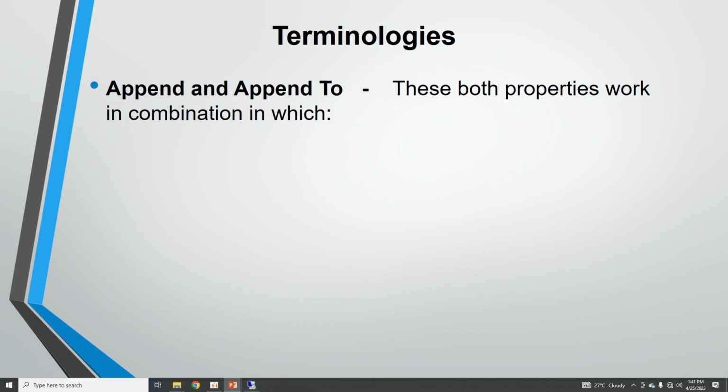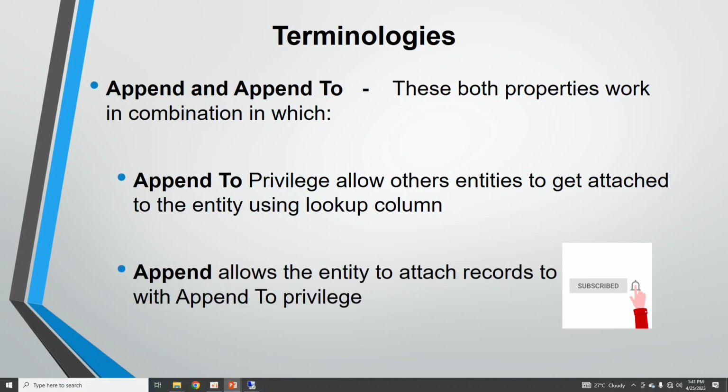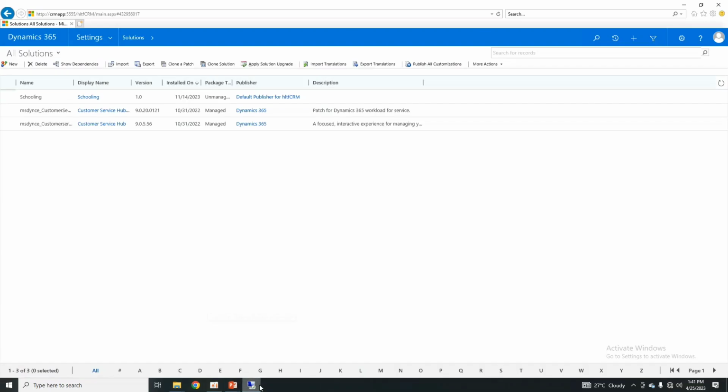Append and append to are two different logics. I'm soon going to create a separate video on that. These both properties work in combination, in which append to privilege allows other entities to get attached to the entity using lookup column, and append allows the entity to attach records to the entity with append to privileges. Okay, these both terminologies are linked with lookup column.